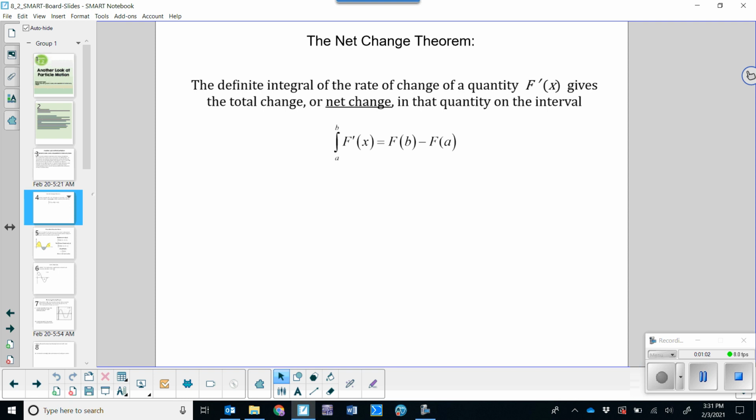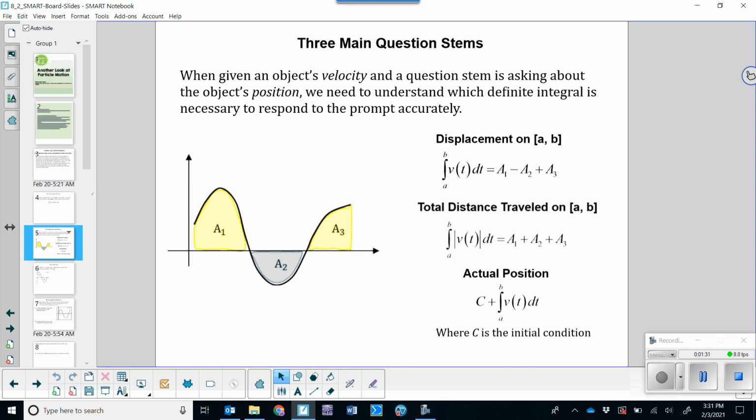So one thing that's important to remember is if we integrate something, so we integrate capital F prime, of course we're going to get capital F, the antiderivative of F prime, evaluated at B minus A. Well, this is going to be the net change. So important to remember that that answer certainly can be negative or zero. It's net change, okay?